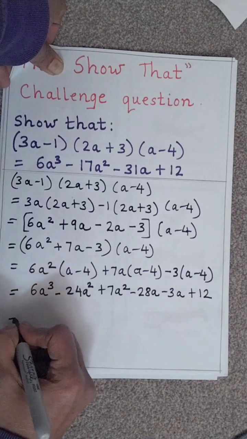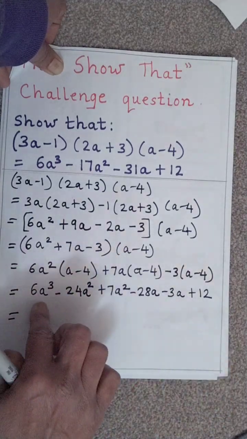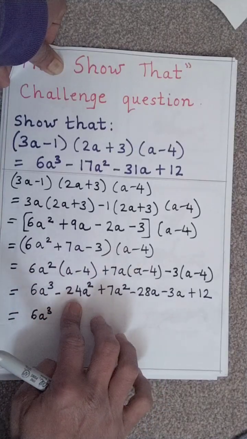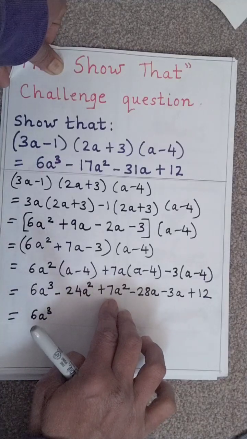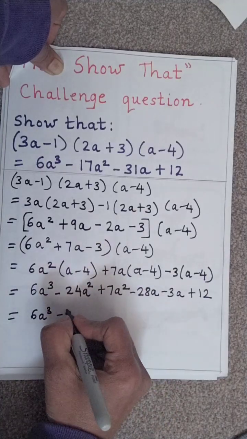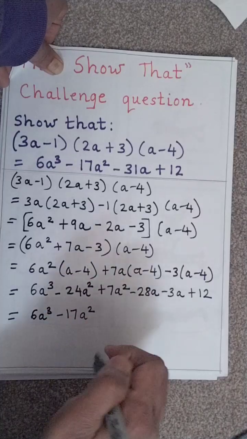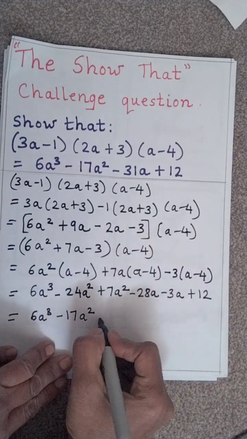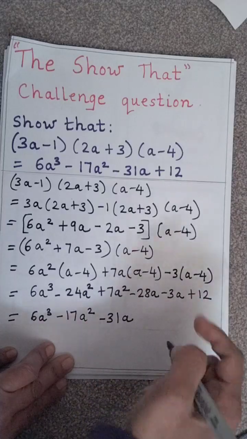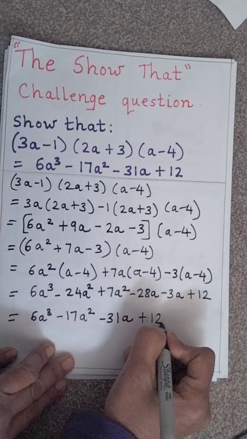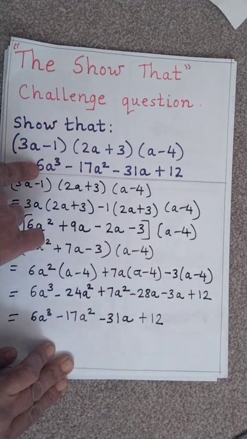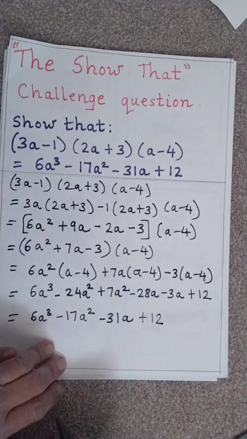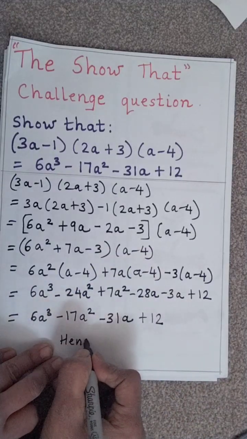Okay, is equal to, there is only one a cube term, so we write 6a cube, minus 24a square plus 7a square is minus 17a square, minus 28a minus 3a is minus 31a, and plus 12. And this is what we want to prove. See, 6a cube minus 17a square minus 31a plus 12. Yes, it is matching. So it is hence proved. Okay, hence proved.